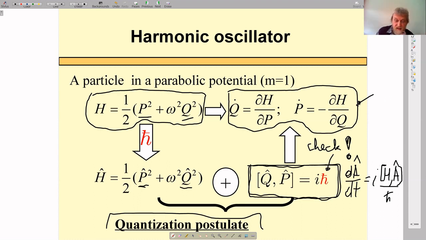What I said is rather simple, but just check whether you accept it, whether you can link it to the quantum mechanics you know already.